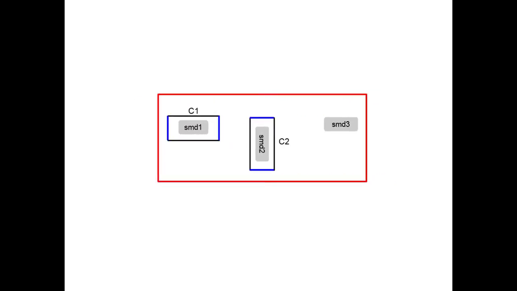We'll break down a simple example of a transform operation using a small design has 3 SMD pad objects and 2 component objects. SMD pad object SMD1 is a child of the component C1, and SMD pad object SMD2 is a child of the component C2. The SMD pad object SMD3 is a standalone pad and is not a child of any component.